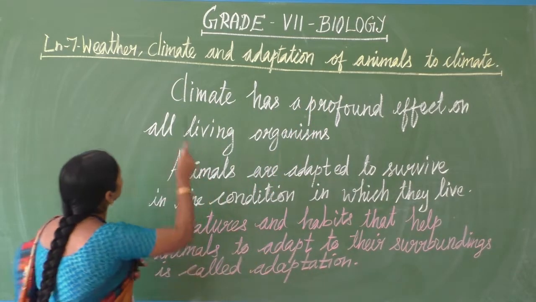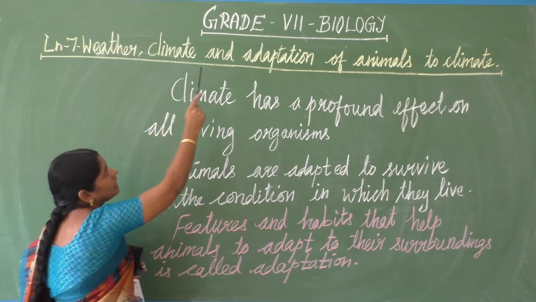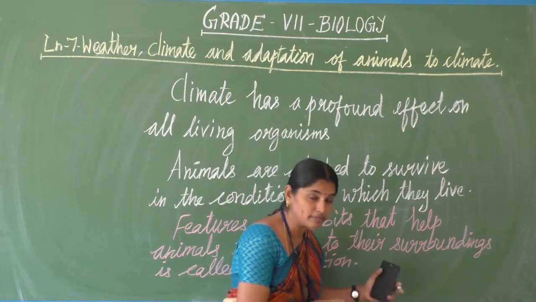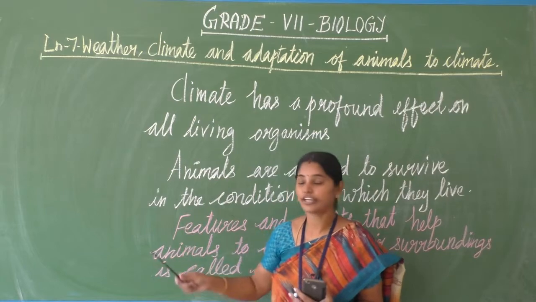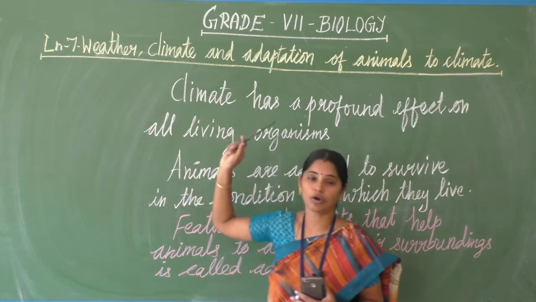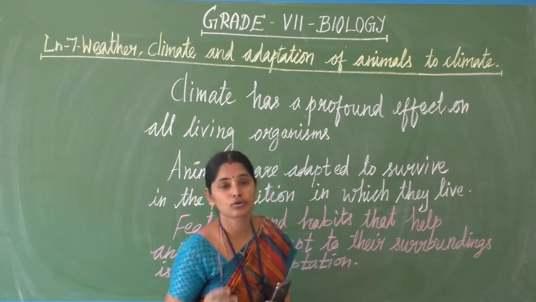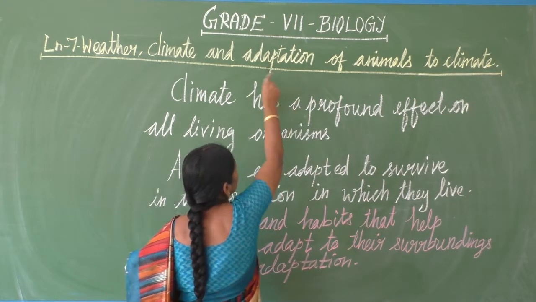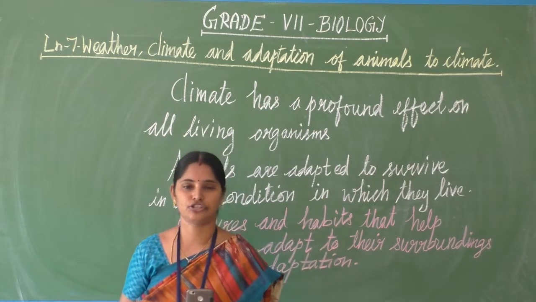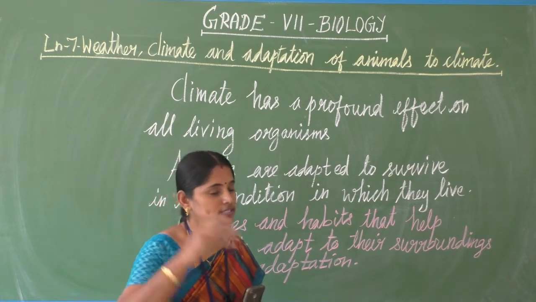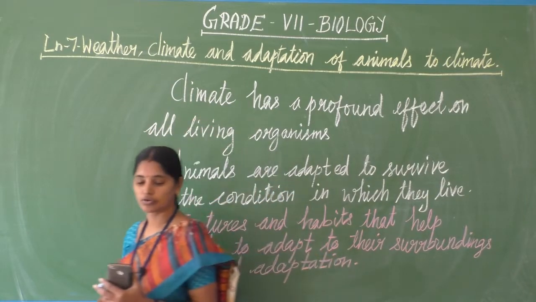Okay, so here today we are going to see lesson 7, weather, climate and adaptation of animals to that climate. In the part 1 video we finished weather and climate already. So now in the part 2 video we are going to see about adaptation of animals to the particular climatic condition. Okay, we see just a small recap about what is weather and climate.